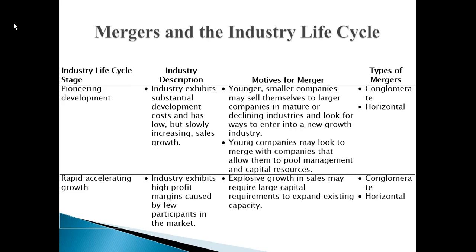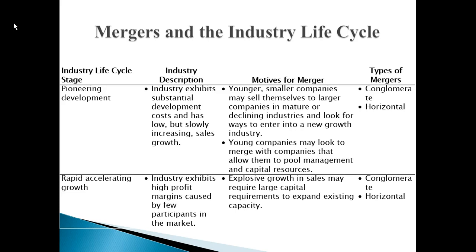Alright, so the motives for mergers at such a life cycle stage may be that young and smaller companies may sell themselves to larger companies in mature or declining industries and look for ways to enter into a new growth industry. Or young companies may look to merge with companies that allow them to pool management and capital resources. So these mergers can be horizontal or conglomerate.